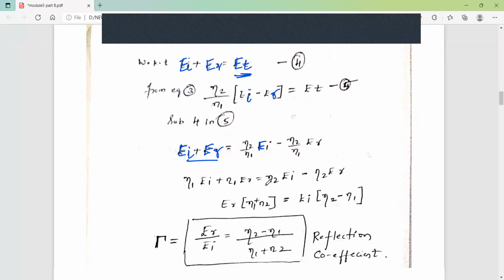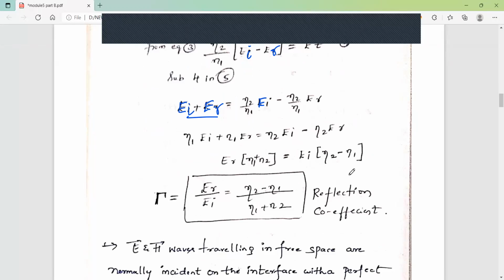So you can easily do these calculations, and finally the expression which we are getting is ER by EI, that is the reflected electric field by the incident electric field. That is called the reflection coefficient, given by this symbol. Okay, that is nothing but eta 2 minus eta 1 by eta 1 plus eta 2. This is called the reflection coefficient.